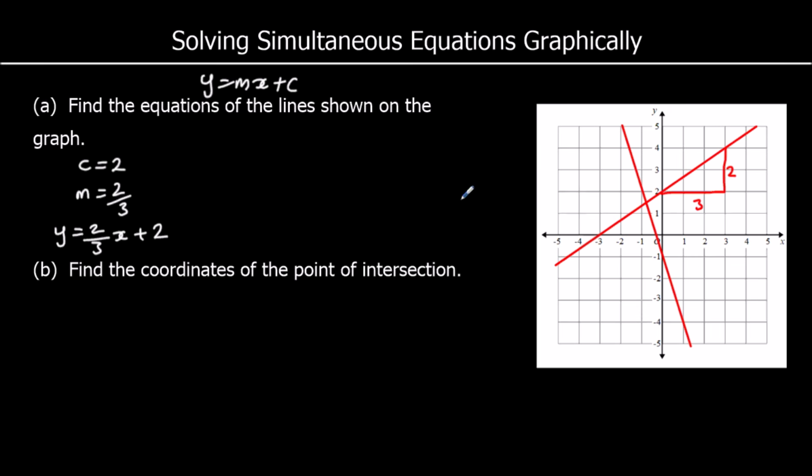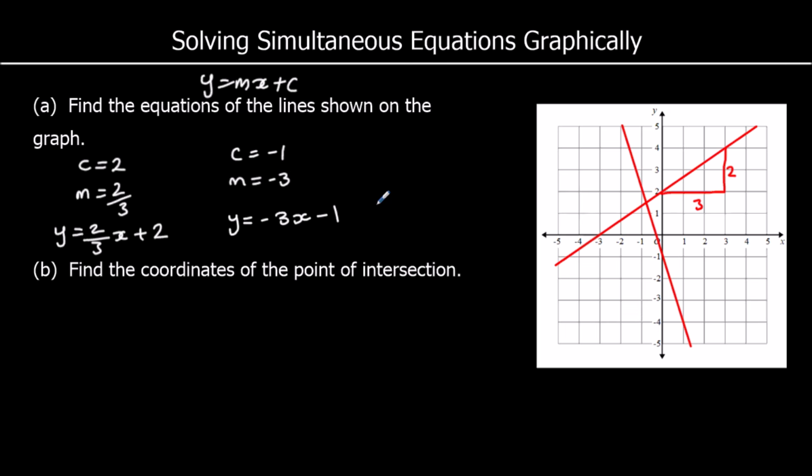The other line has a y-intercept at -1. And for every one it goes across, it goes down 3. So it's got a gradient of -3. Along 1, down 3. So its equation is y equals -3x minus 1. So they're the equations of our lines.